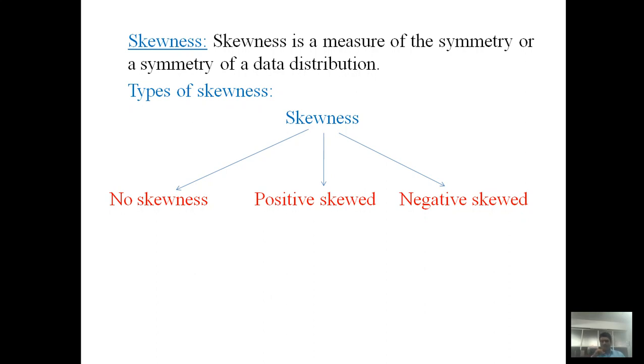Once again, I recall to you that skewness just studies the behavior of the data: whether the data is distributed symmetrically or not. There are three types of skewness. The first one is no skewness, sometimes also known as symmetricity. The second type is positive skewness, or positive skew, and the third one is negative skewness, or negative skew. Next we have to see each of the types of skewness in detail, one by one.